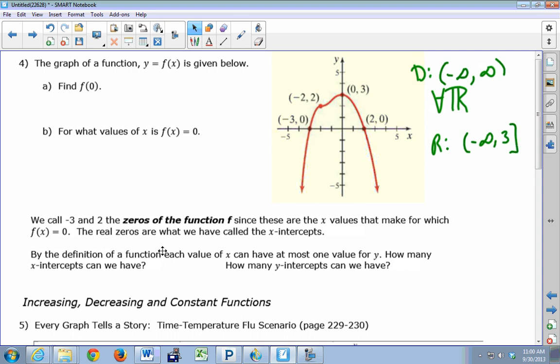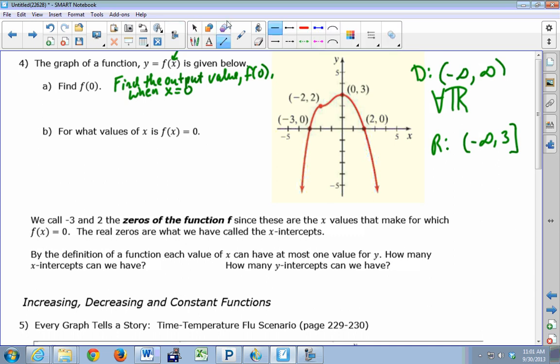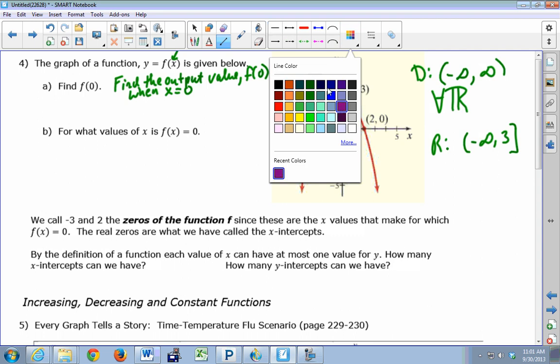So find f of 0. So f of 0 says what? Find the output value, which we call f of 0, when our input value, in this case our input is defined to be x, when x equals 0. So I go to where x equals 0, and I draw a vertical line right through x equals 0.